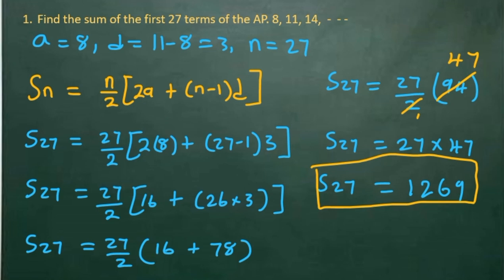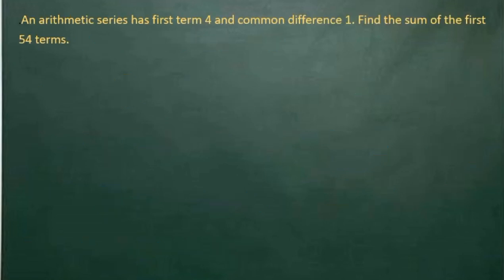Now let's also take a look at another question. The next question we have here is, an arithmetic series has first term 4 and common difference 1. Find the sum of the first 54 terms. So the first term has been given to be 4. The common difference d is 1. So we have to find the sum of the first 54 terms. n is given to be 54.